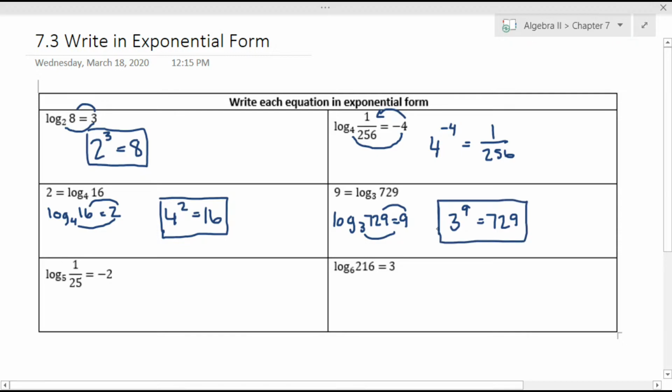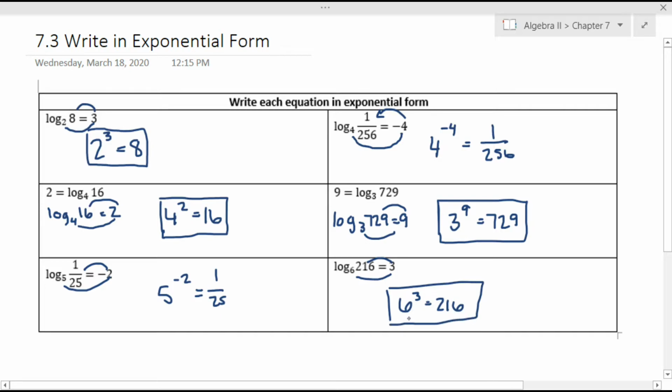Boom. Done. All right. 5 to the power of negative 2 is going to be 1 over 25. And that makes sense. Do I like negative exponents? No. And 5 squared is 25, so I put it on the bottom. So 6 cubed is equal to 216. That is going from logarithms to exponentials.